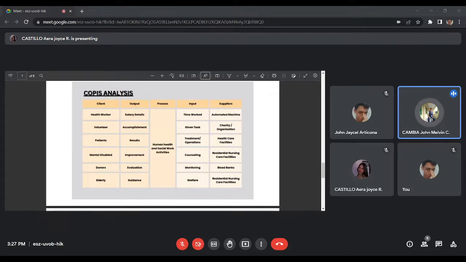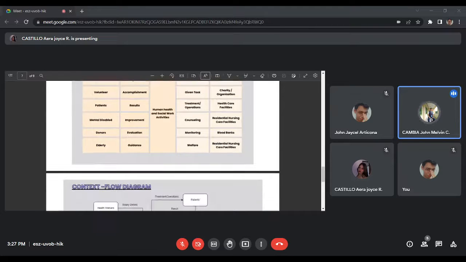The last one is the suppliers. The suppliers are automated machines, charities or organizations, healthcare facilities, residential nursing care facilities, blood banks, and other residential nursing care facilities that are indicated on the client side of the table.